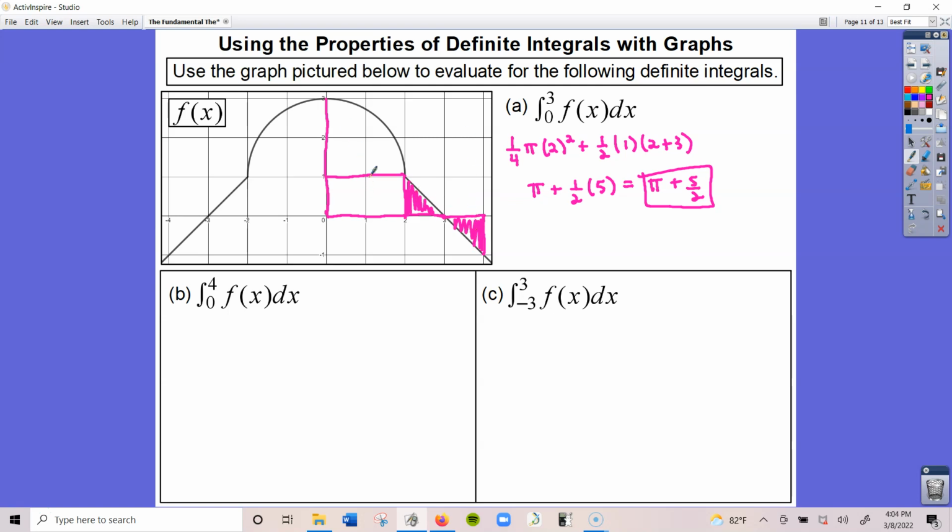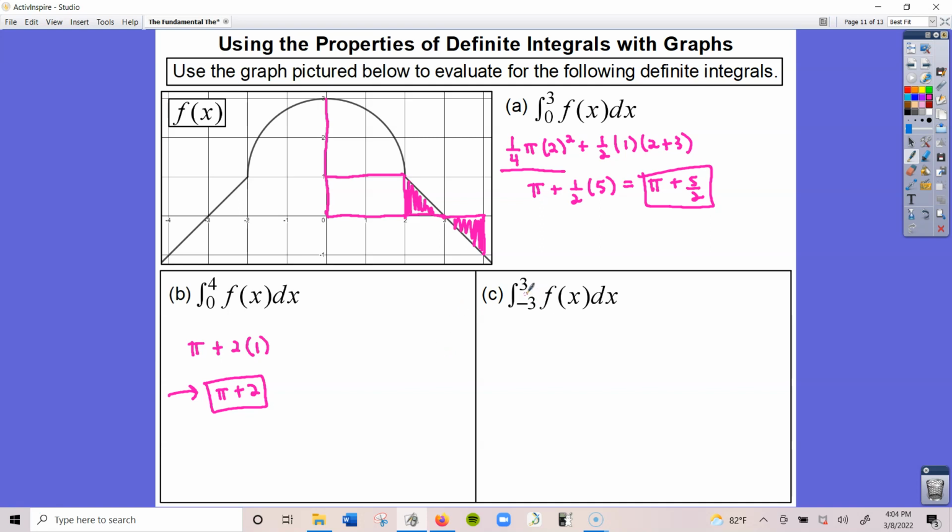So in order to find the area from 0 to 4, I really only need this quarter circle, which I found earlier, and this rectangle. So for the quarter circle, this is what we did. We had 1/4 pi 2 squared, which equaled pi, plus the area of this rectangle, which is 2 times 1, base times height. So this is equal to pi plus 2.